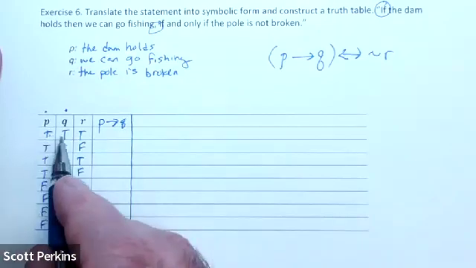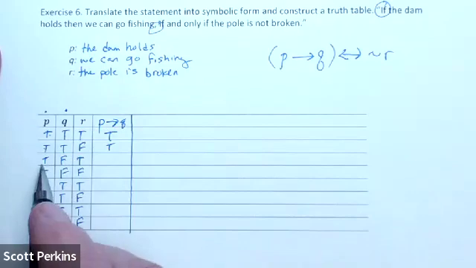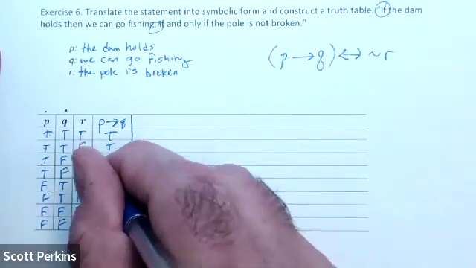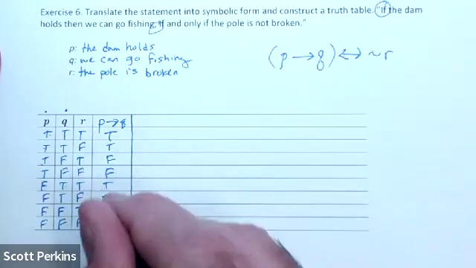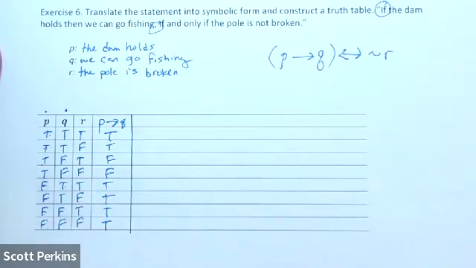So true then true, that is true. True then true, that is true. True then false, that is false. True then false, that is false. False then true is true, false then true is true, and false then false. The last two are both true. So there's my first column, the conditional statement, pretty straightforward.